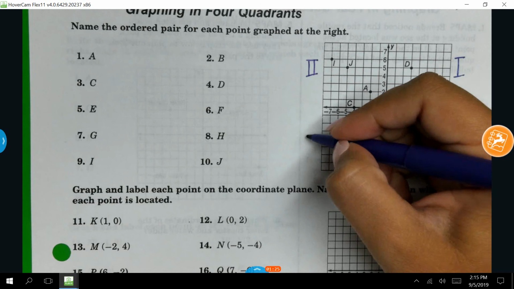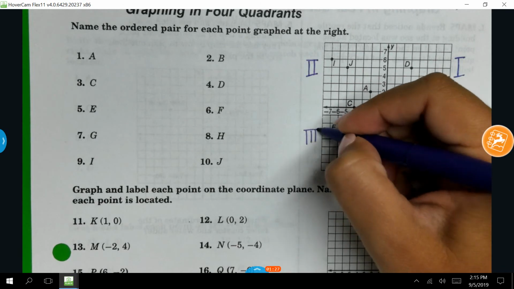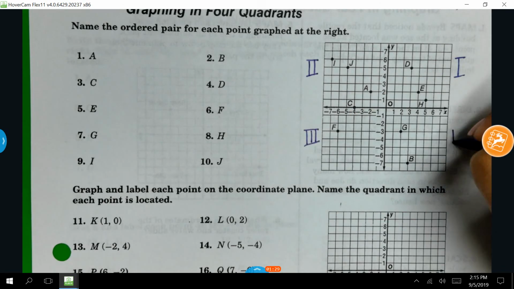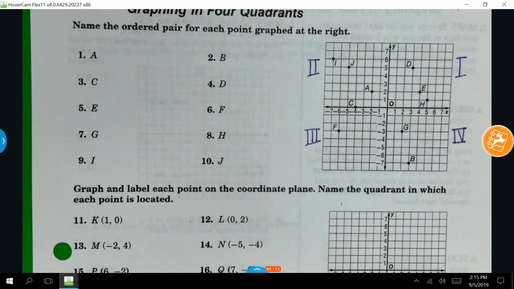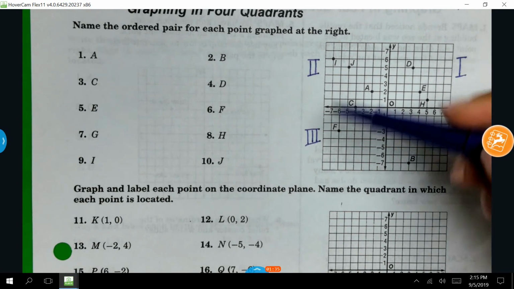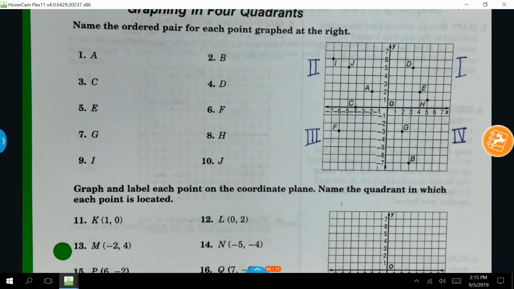So then that means bottom left is quadrant 3, and then the bottom right is quadrant 4, which is an IV in Roman numerals. So it goes 1, 2, 3, 4 counterclockwise. So when I ask you to name what quadrant a point is, that's what you're telling me, if it's in 1, 2, 3, or 4.